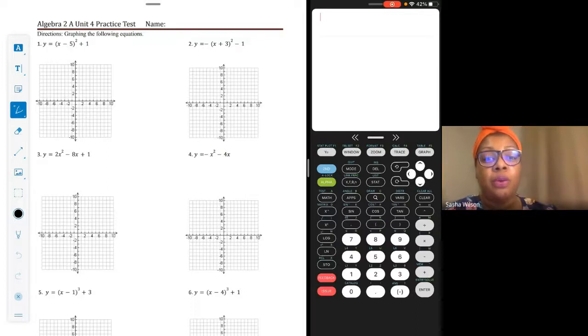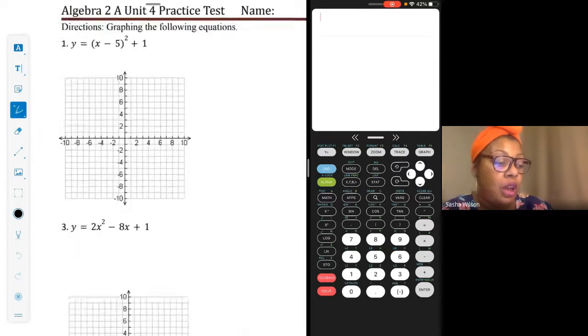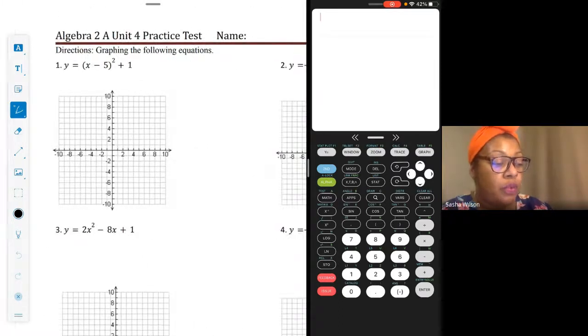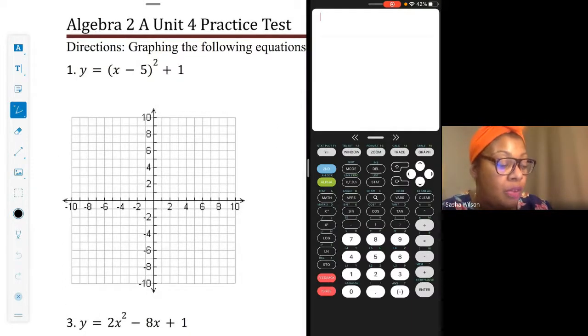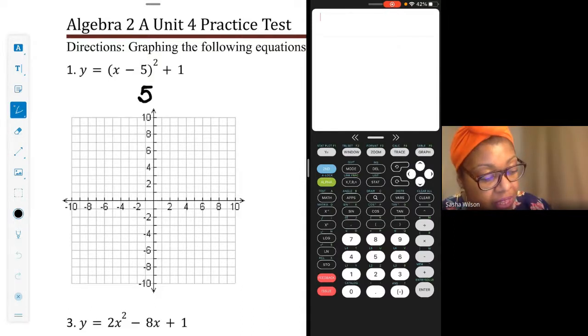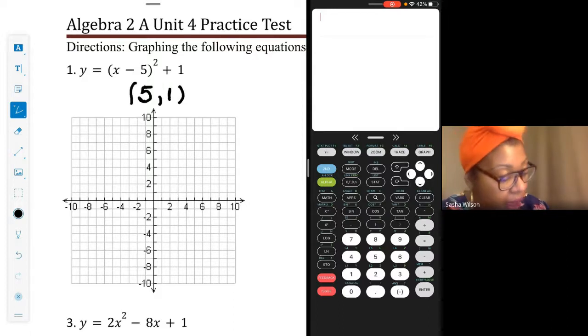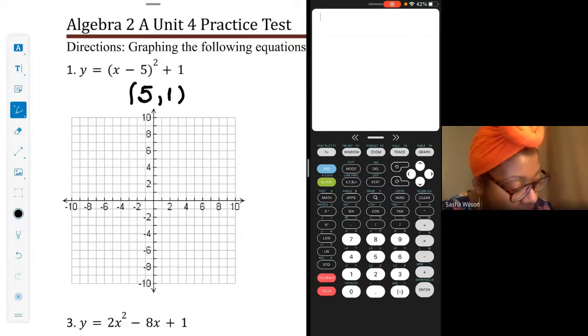So, in this video, we're going to go over all the information that you need to know in preparation for the test. So, we're going to start off with vertex form. Don't forget with vertex form, we've got H and K, and H is always our value inside the parentheses. In this case, it is 5, and then K is our value at the end, so it is 1. So our vertex will be at 5 and 1.